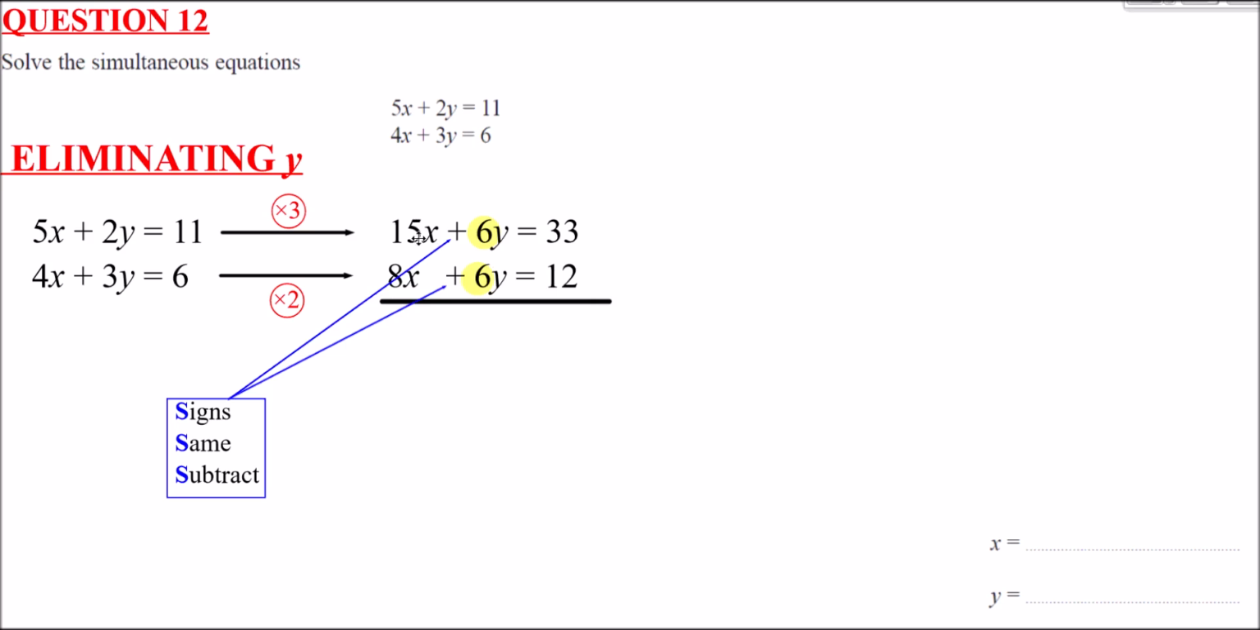So 15x take away 8x gives 7x. The y's will cancel. 33 take away 12 gives 21. 7x equals 21. We can now choose to divide by 7 on both sides. X is therefore 3.